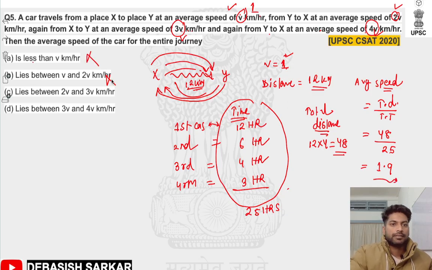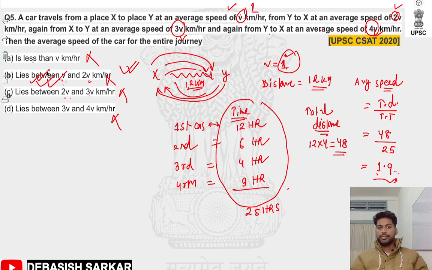Less than V, not possible. V तो 1 था, 1 से ज़्यादा है. Lies between V and 2V, yes, it's between 1 and 2, not between 2 and 3. 2 से तो ज़्यादा है नहीं, this is less than 2, so the option is option B, not this one, not this one. Option B is the correct answer, because it lies between 1 and 2, that is 1.9.